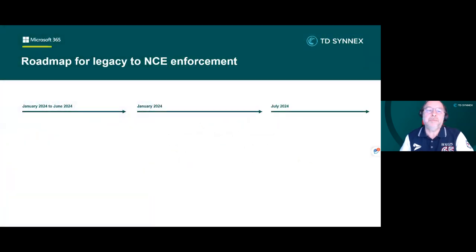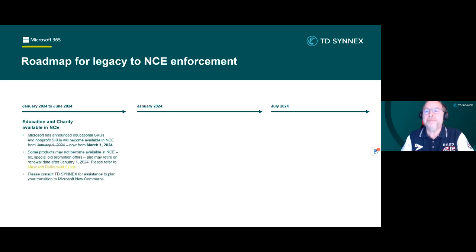If we look at the roadmap for the legacy to NCE enforcement, it means that Microsoft is enforcing old CSP legacy into NCE. We expected the education and charity SKUs to come at the beginning of January, but Microsoft postponed those to the beginning of March. At the latest announcement I saw, they are available from the 15th of March, I think. Even if the SKUs are available, we can't purchase them right now.